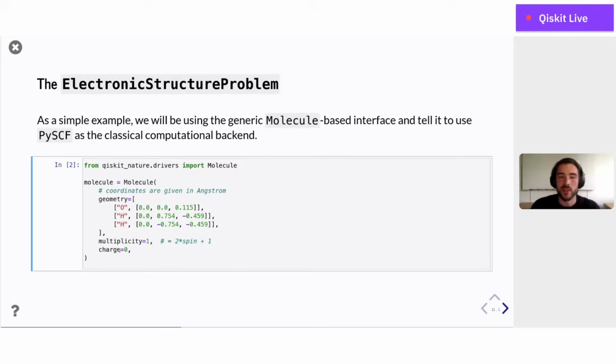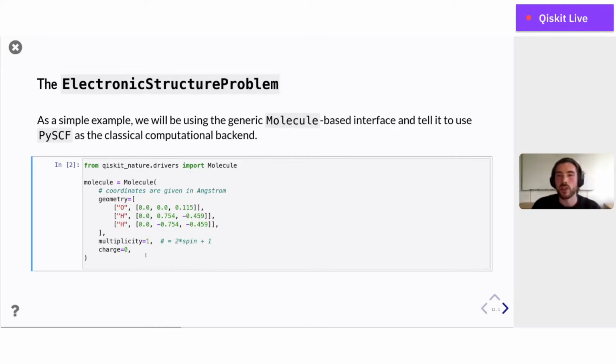And you can also specify a charge of your molecule if you have a charged system with additional electrons in it. But for today, we have only paired electrons. So all of them, all molecular orbitals, are doubly occupied, and you have no charge on the system.